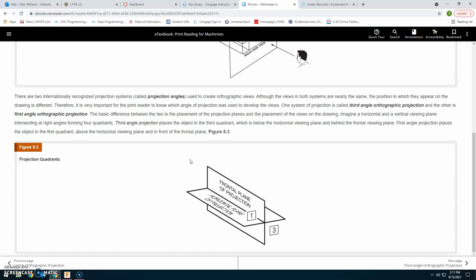The basic difference between the two is the placement of projection planes and the placement of the views on the drawing. Imagine a horizontal and vertical viewing plane intersecting at right angles, forming 4 quadrants. Third angle projection places the object in the third quadrant, which is below the horizontal viewing plane and behind the frontal viewing plane. The first angle projection places the object in the first quadrant, above the horizontal viewing plane and in front of the frontal plane. So, first and third.